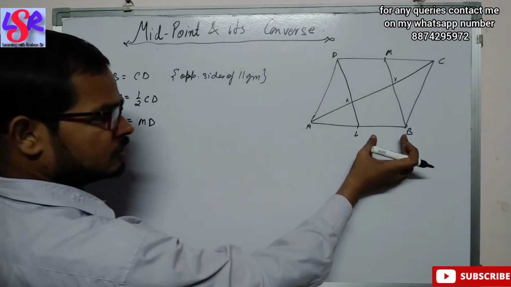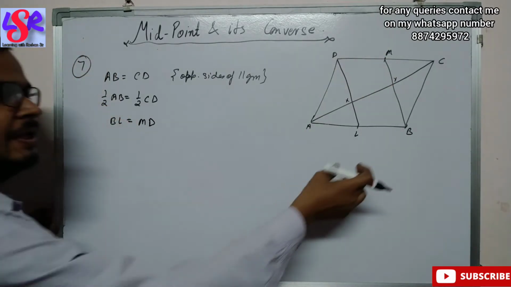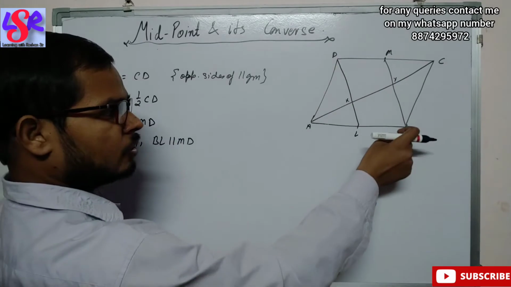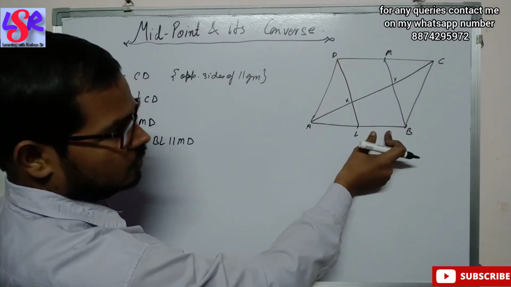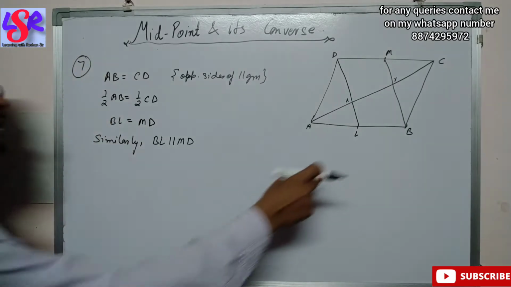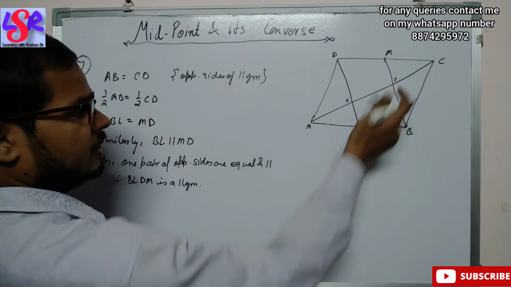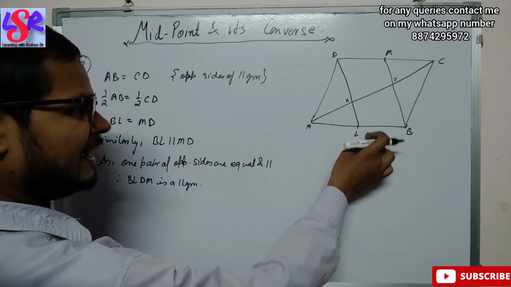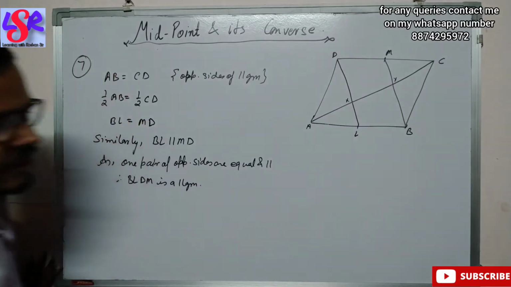Now as we have proved BL equals MD, similarly we can prove BL is parallel to MD. Now in quadrilateral BLDM, we have one pair of opposite sides that are equal and parallel. Therefore, BLDM is a parallelogram. Now in triangle ABY, L is the midpoint of AB and LX will be parallel to BY as they are the parts of opposite sides of the parallelogram.